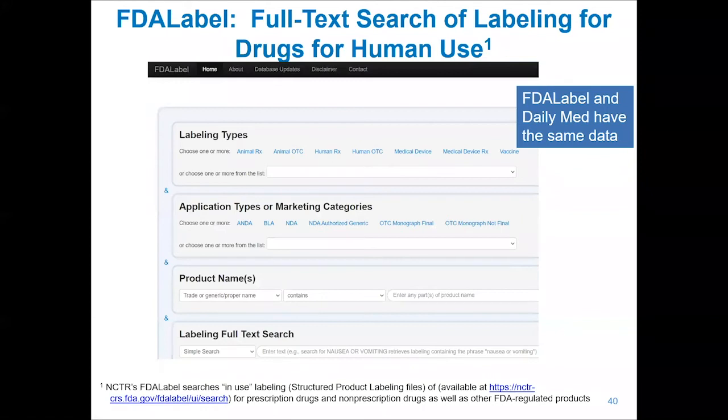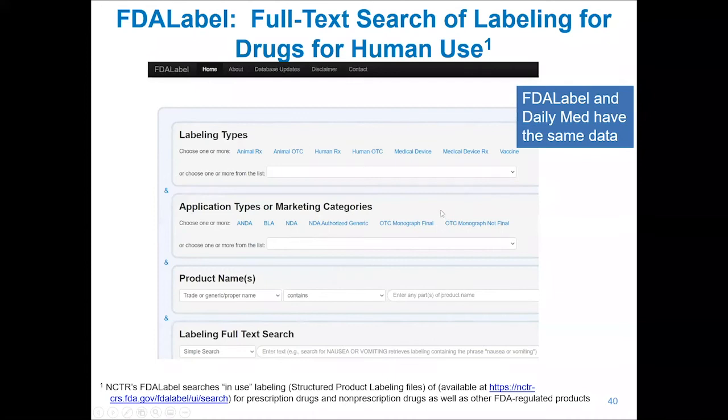This is similar to NIH's DailyMed. It's got a lot of functionality. So you could search by, I think you're probably looking for human prescription drugs. You could also look for over-the-counter drugs. You could search by application types. You can put in the proprietary name of the drug, the non-proprietary name of the drug. You could do a full labeling search or look for certain sections of the labeling.